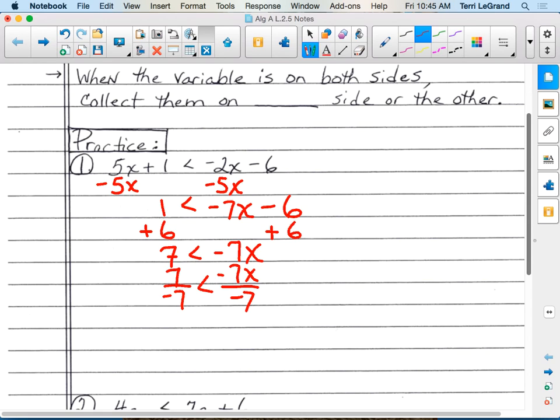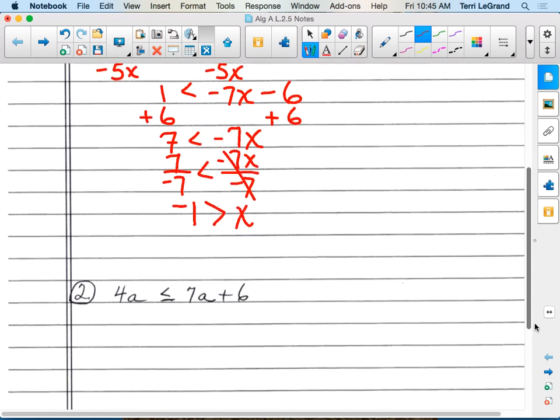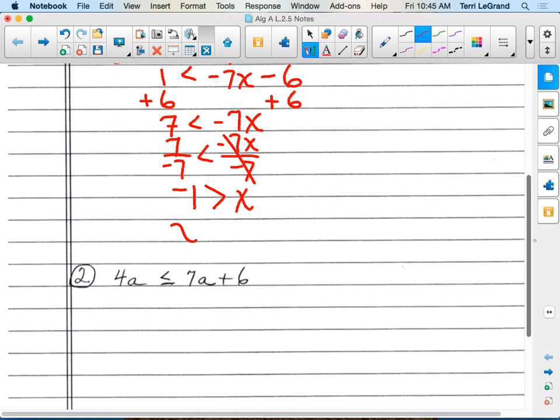What is 7 divided by negative 7? Negative 1. And then we switch the sign. Got to switch the sign because we divided by a negative. And now we have just x over here, and negative 1. And then we could let the negative 1 and the x switch sides, so x could be over on the left where we kind of like it. And so we have to switch the inequality symbol also.